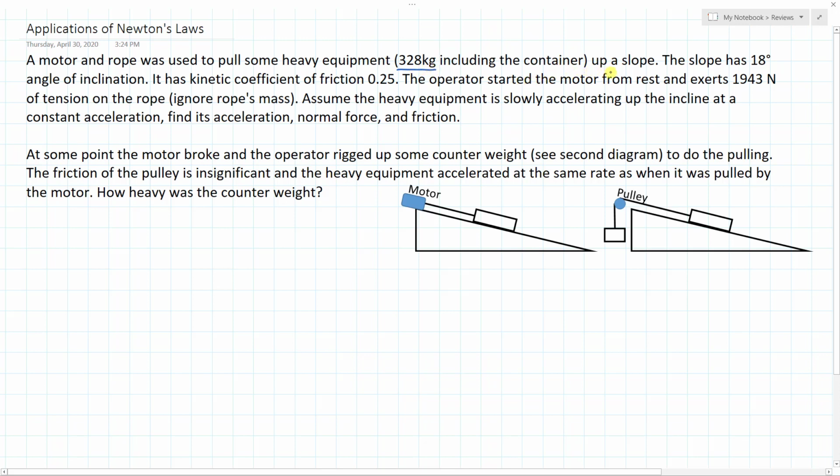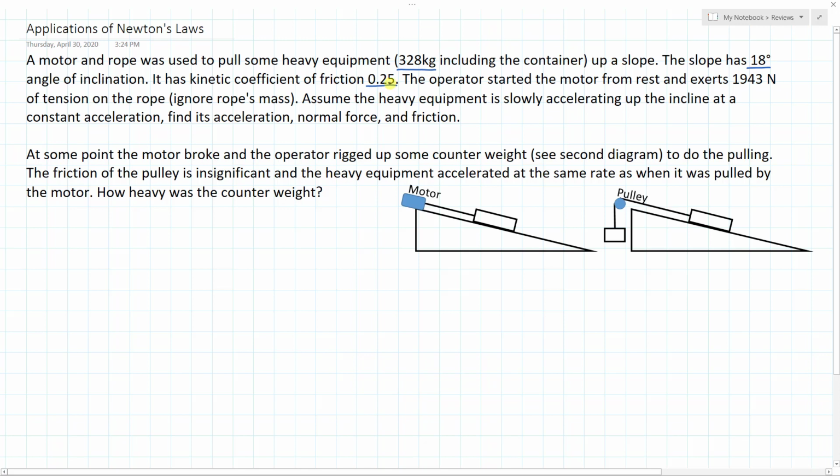So let's start. We have a motor and a rope used to pull some heavy equipment, 328 kilograms, including the container, up a slope. So here it is, that container, and the motor is pulling it. The slope has an 18 degree angle of inclination. It has a kinetic coefficient of friction of 0.25.